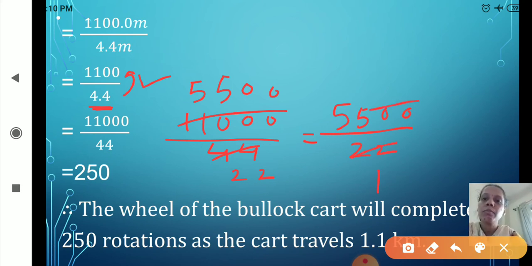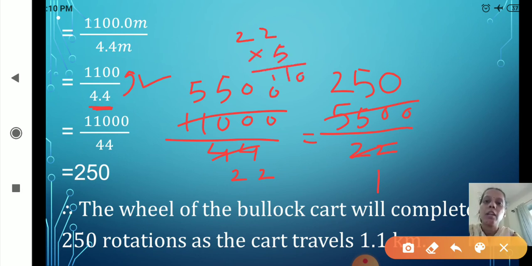Now we can divide these numbers by 22. 22 ones are 22, 22 twos are 44. 55 minus 44, 11 remaining, and this 0 is remaining, that is 110. So 22 fives are 110, and this 0 as it is. 22 multiplied by 5 is 110. So the answer is 250. When we divide 5,500 by 22, we get the answer 250. So the final answer is 250.